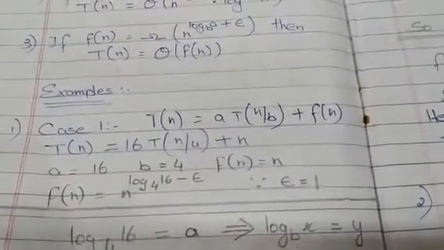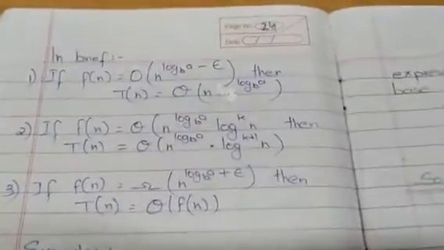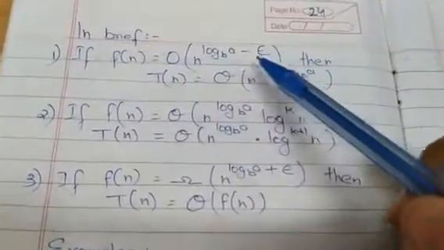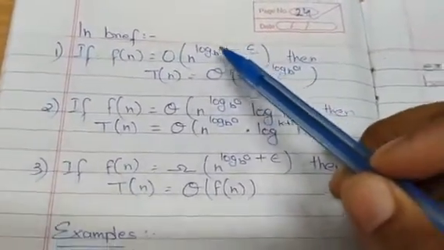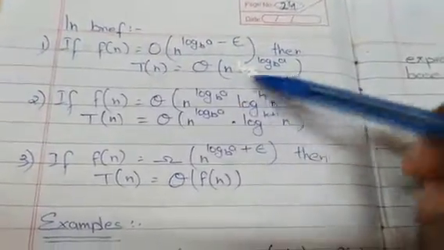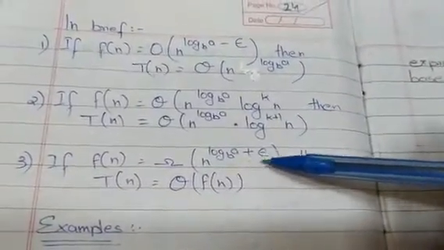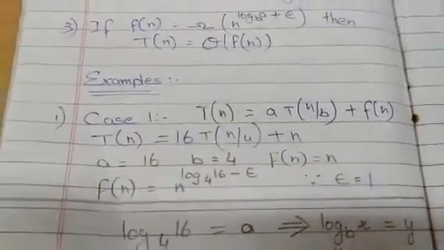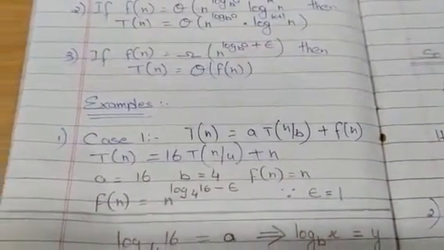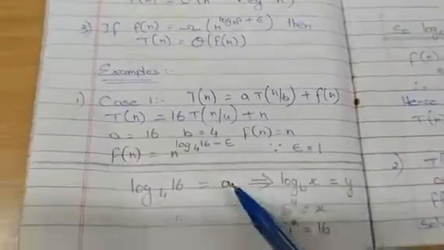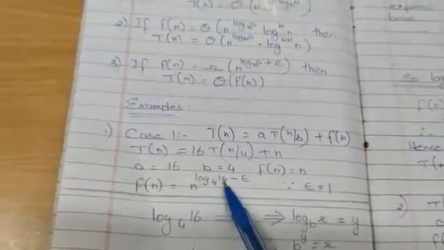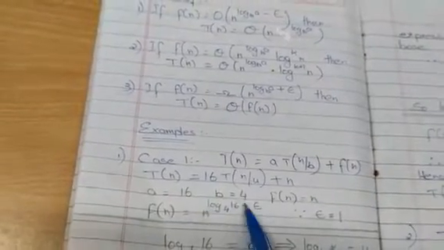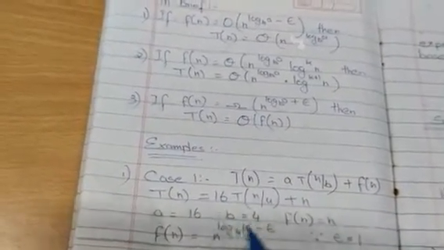Now you will have to find the log power. In all these cases there is a log. You have to find whether it is n to the log a, or n to the log a with some log, or n to the log a minus or plus something, whatever it is. So you have to find that. You know what is a, you know what is b, you just have to solve it. So how do you solve it? Log a to the base b. This is the value you have to find.